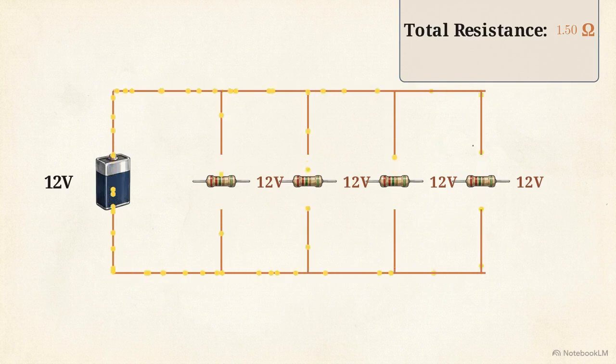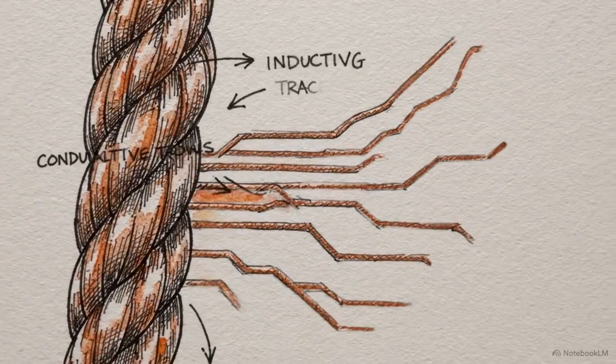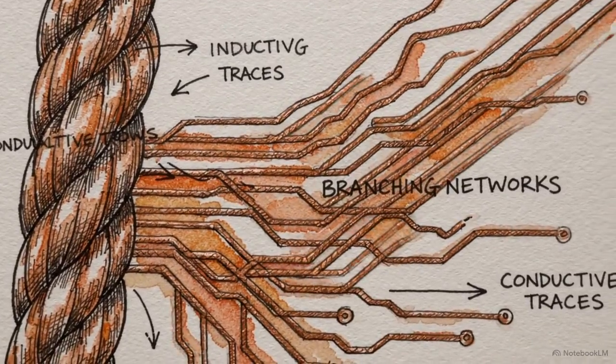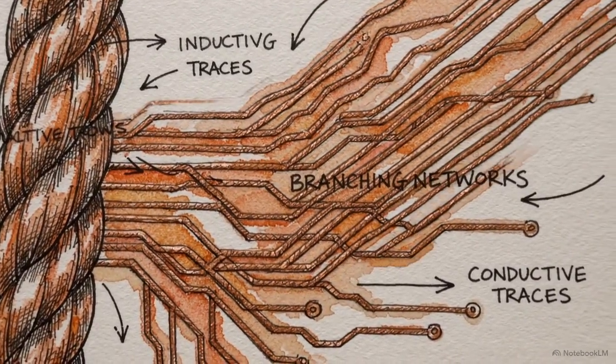This yields massive architectural advantages. If one branch fails, the other branches remain completely undisturbed, retaining their full voltage and independent current flow. Parallel configurations require significantly more wiring, but that trade-off purchases systemic reliability and unrestricted voltage delivery to every load.